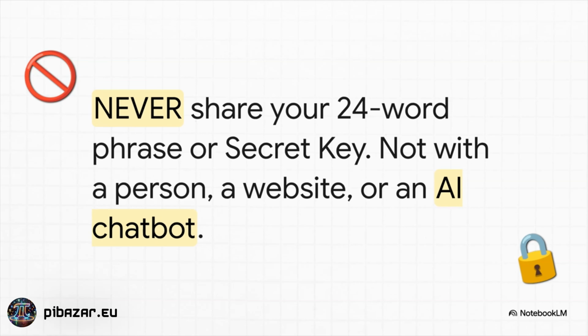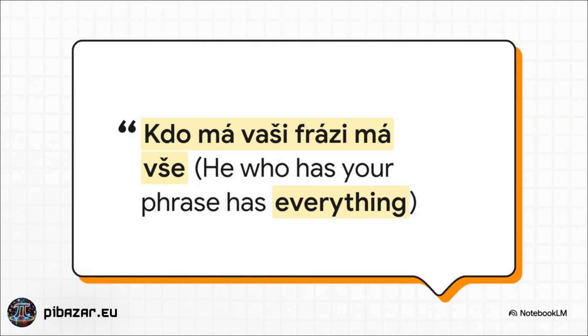And here it is, plain and simple. You never, ever, ever share your 24-word phrase or the secret key that comes from it. I don't care if it's a helpful person in a chat room, a website promising you free stuff, or, and this is a big one these days, an AI chatbot. The answer is always no. You know, the source material for this explainer, which was originally in Czech, puts it in a way that's honestly pretty chilling and perfect: "Kdo má vaši frázi, má vše." That translates to, he who has your phrase has everything. It really is that simple and that absolute.